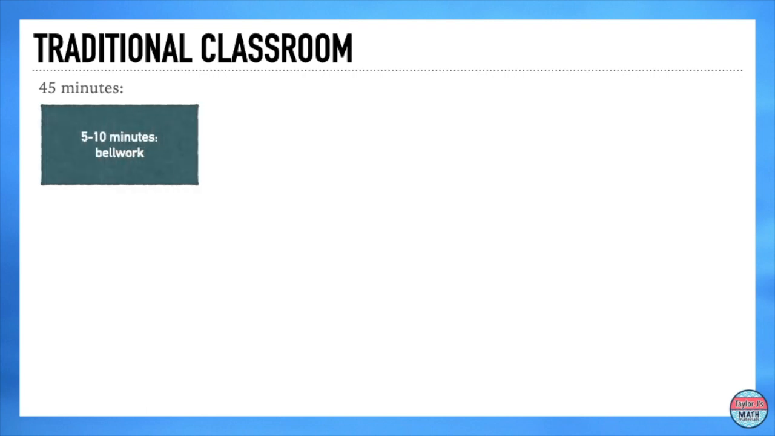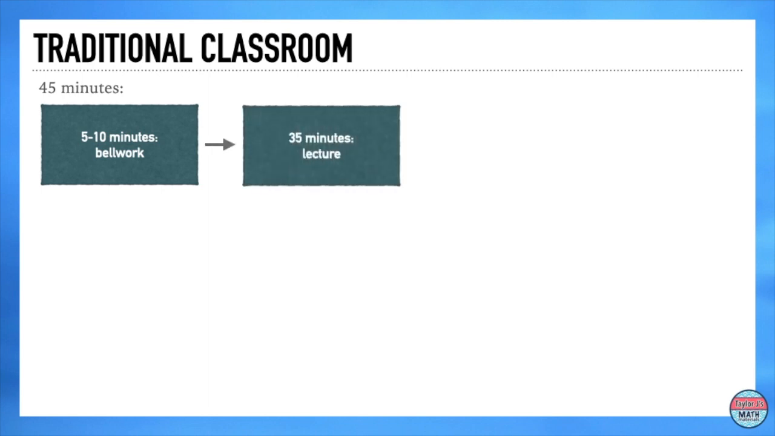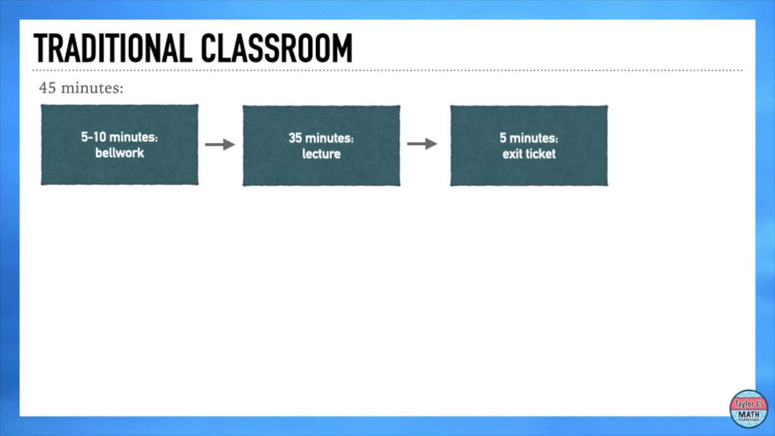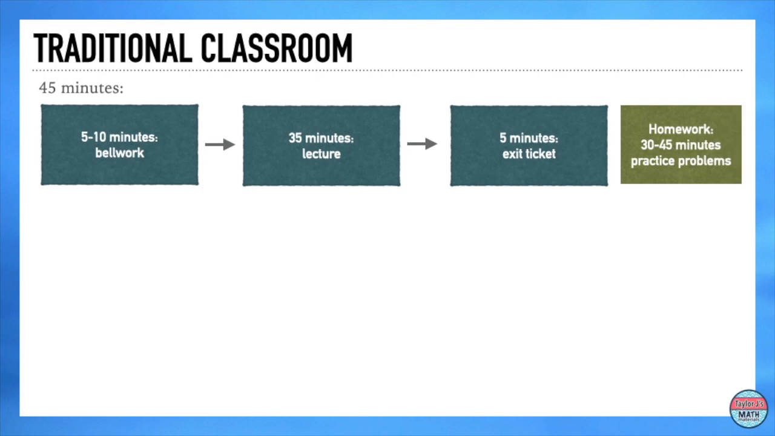So let's take a look at a 45-minute block. In a traditional classroom, you might spend 5 to 10 minutes doing bell work, followed by 35 minutes of lecture, and then wrap it up, if you're lucky, with 5 minutes of an exit ticket of some sort. And then students would be sent home. They would complete 30 to 45 minutes of practice problems at home.